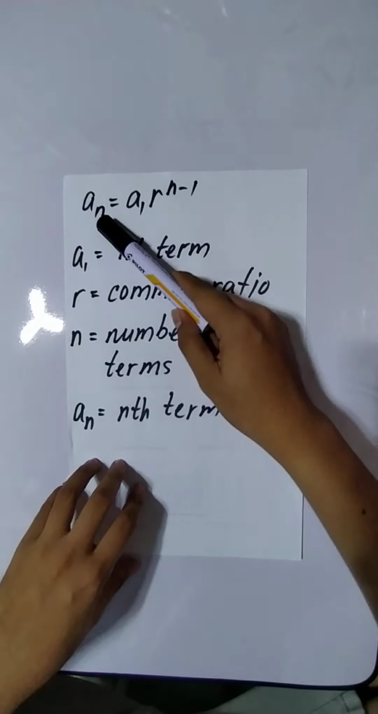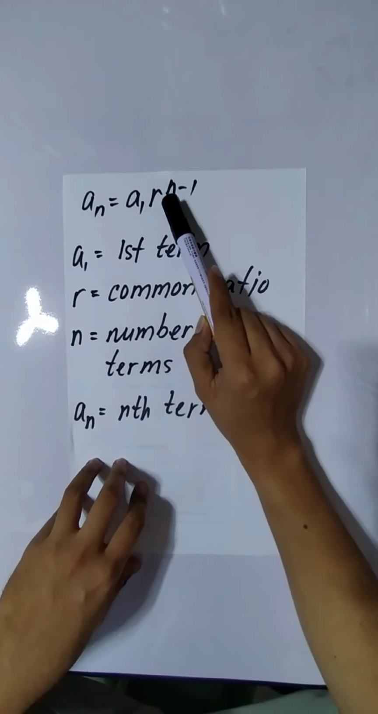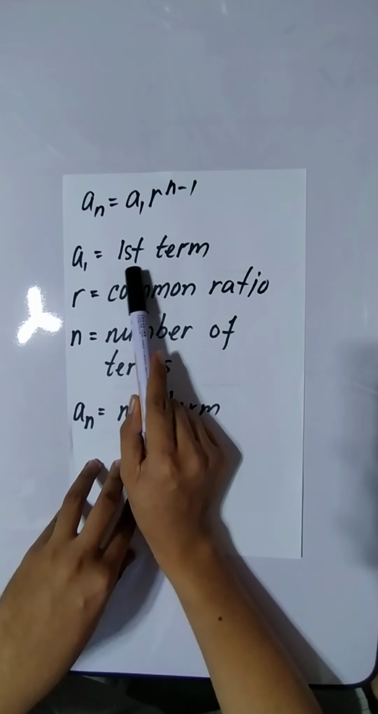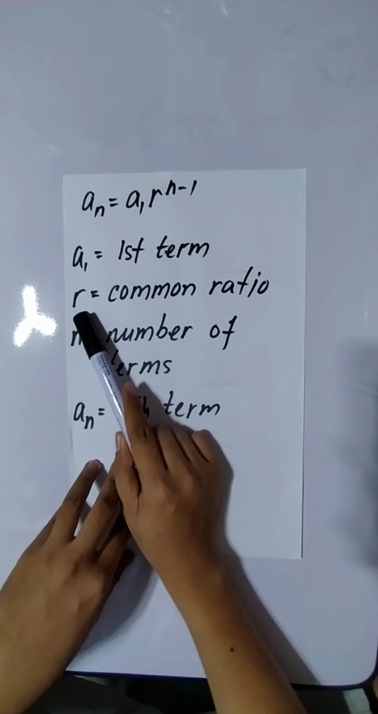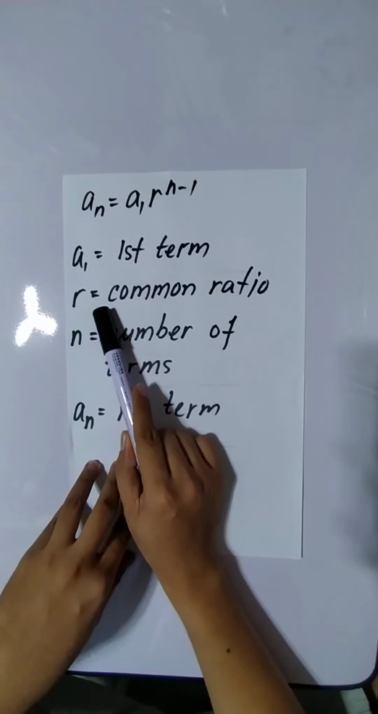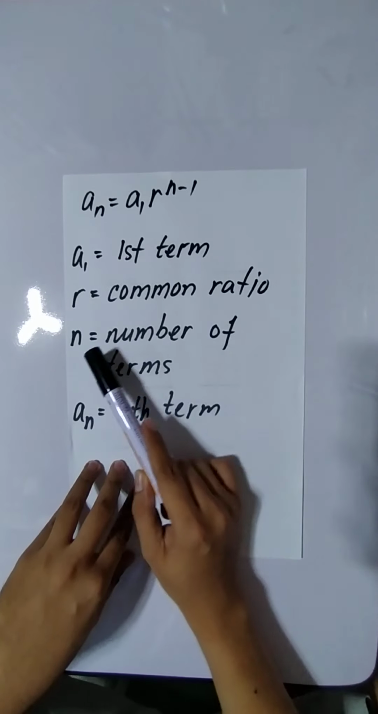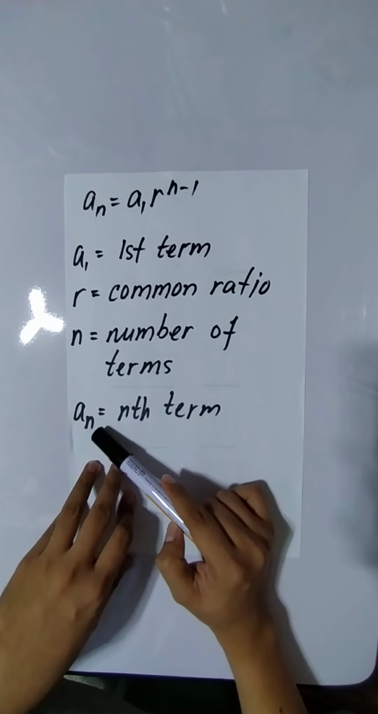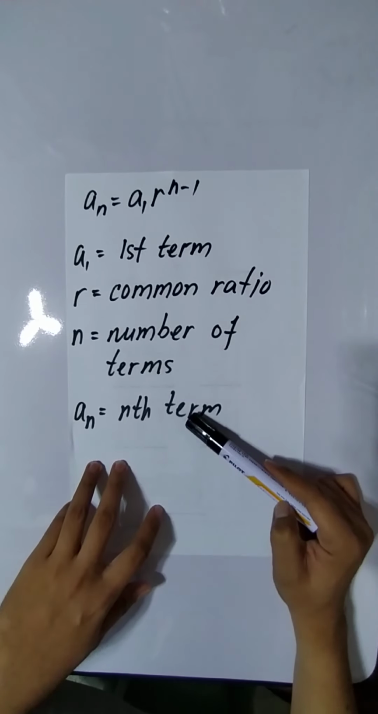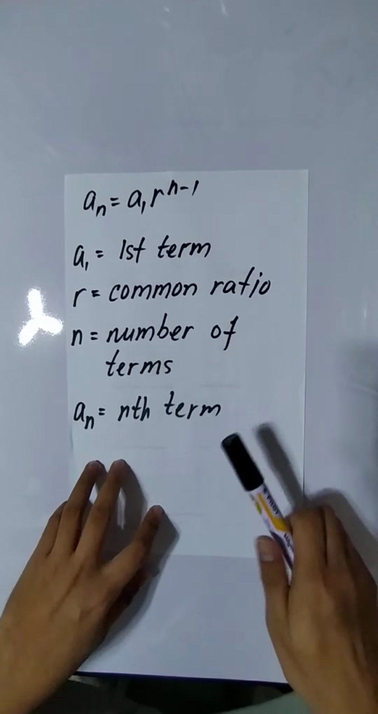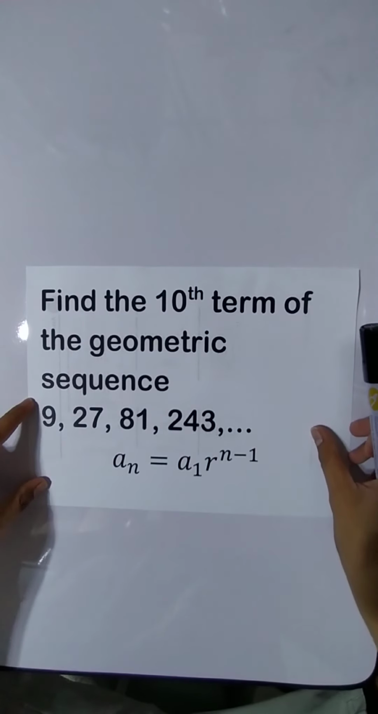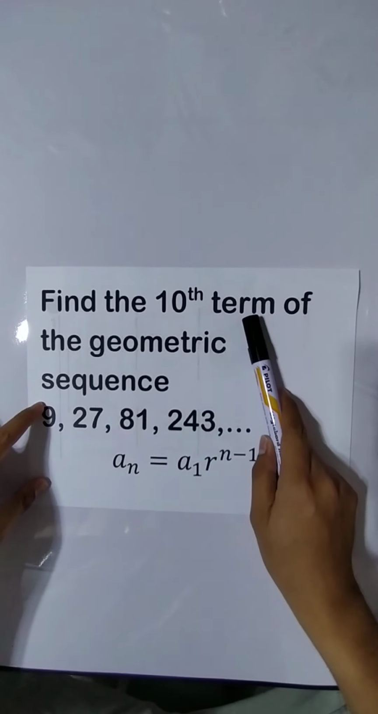So again, the formula: a sub n is equal to a sub 1 r raised to n minus 1. Yung a sub 1 natin is the first term, r is the common ratio, n the number of terms, and a sub n is the nth term. Ito yung pinaka-hinahanap natin. So, going back to our example, nakalagay, ang hahanapin natin ay pang 10th term.